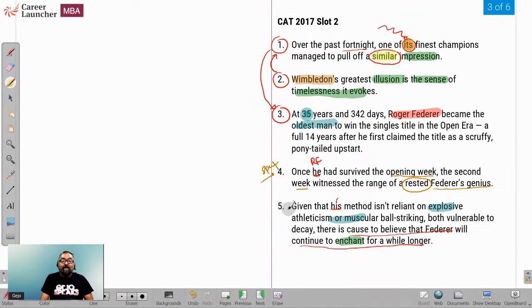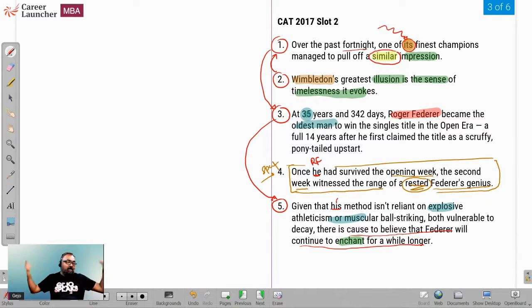And I know that 5 can be part of the conversation for sure, and 4 can be skipped, because what is 4 actually doing? 4 is talking about something very specific, what is happening in the opening week, what is happening the next week, why he is rested. That context is not there. Okay, fine, no problem. But let's look at what the question setter has done.